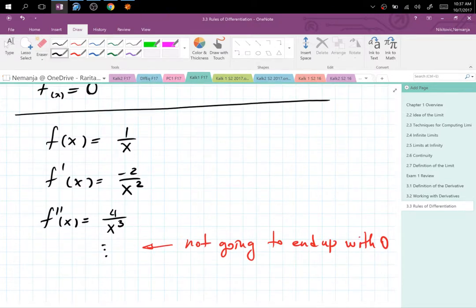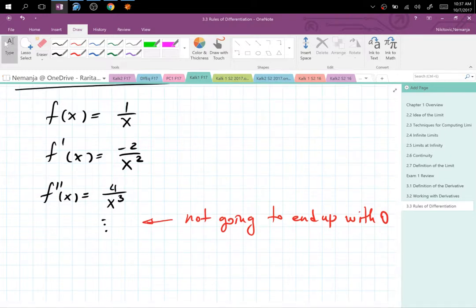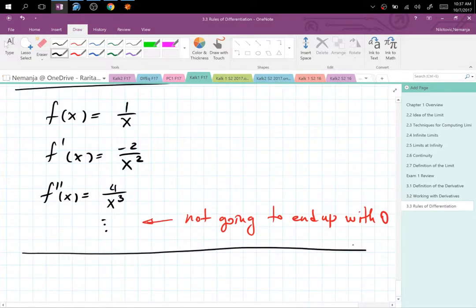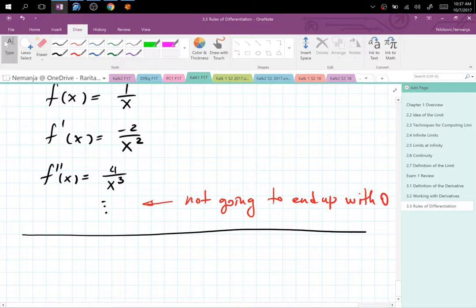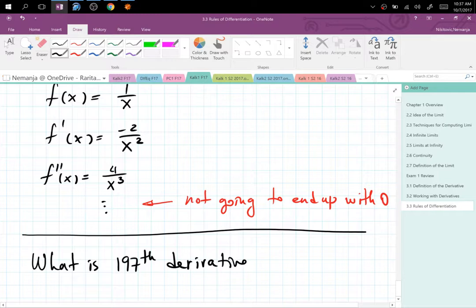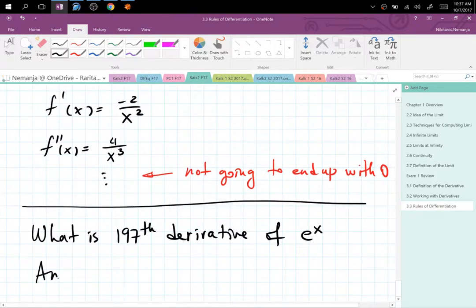What's the 197th derivative of e to the x? I know. Isn't that awesome? Right? What is the 197th derivative of e to the x? Answer in the next class. E to the x.